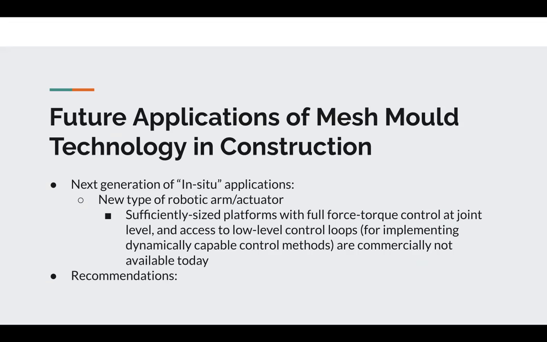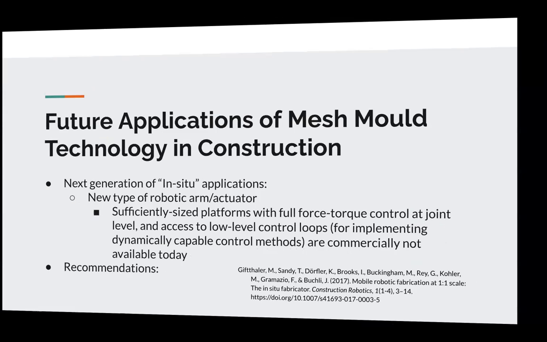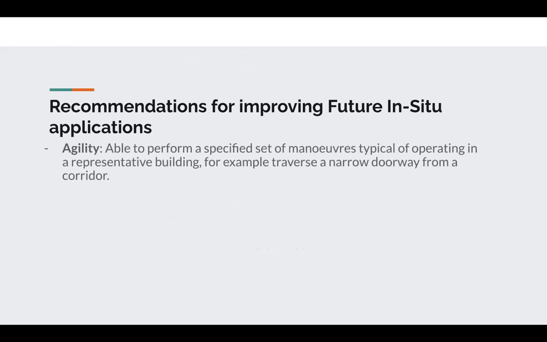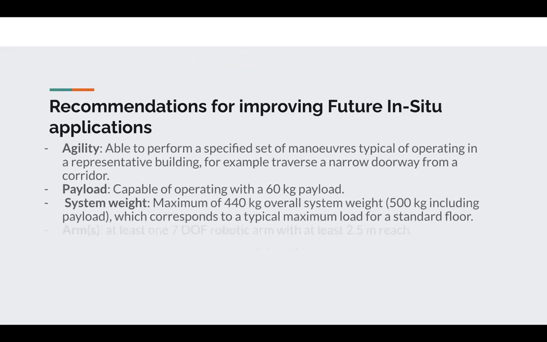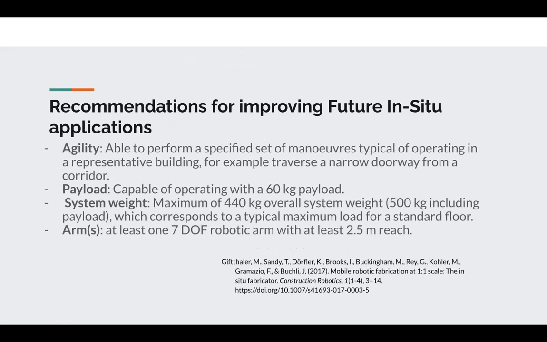So we are going to need a new type of robotic arm actuator than what we have now, because as of what's commercially available today, sufficiently sized platforms with full force torque control at joint level and access to low level control loops for implementing dynamically capable control methods aren't available right now. So here are some recommendations based on the current issues that they're having with the technology.